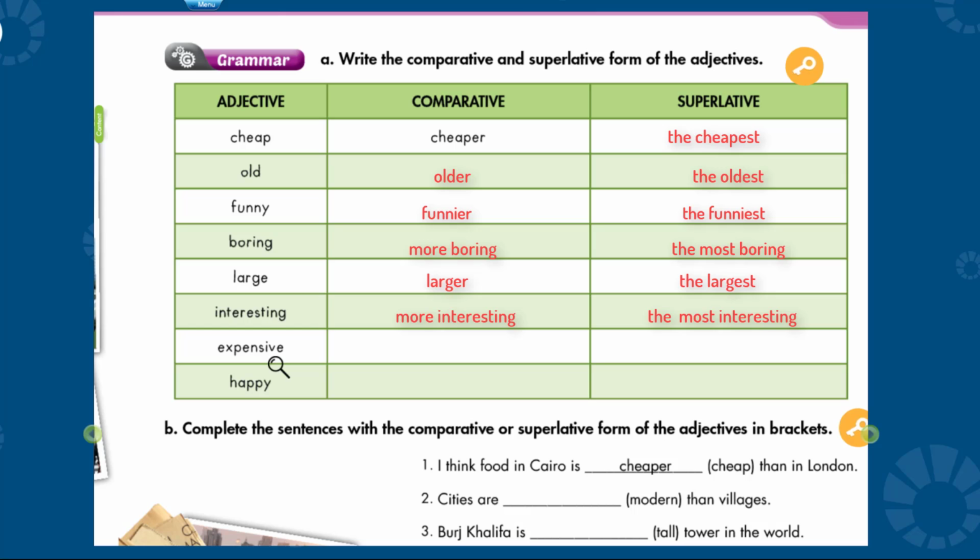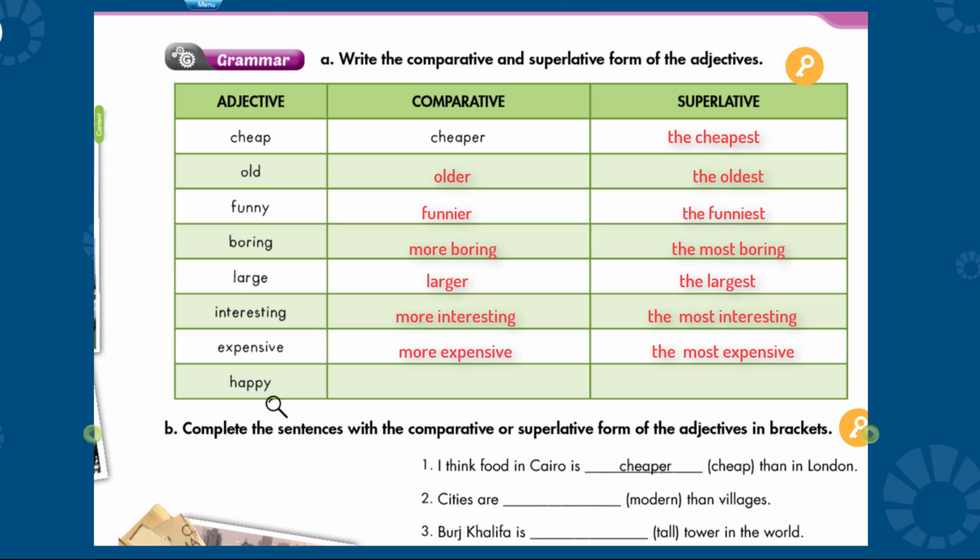Expensive. Expensive is a long adjective too. Expensive là một tính từ dài vần. Ok, have 3 syllables, có 3 âm tiết. So in comparative adjectives we add more, in superlative adjectives we add the most, right? Như vậy là ở dạng so sánh hơn thì chúng ta sẽ thêm more trước tính từ. Ở dạng so sánh nhất thì chúng ta sẽ thêm the most, right? And the last one, happy.